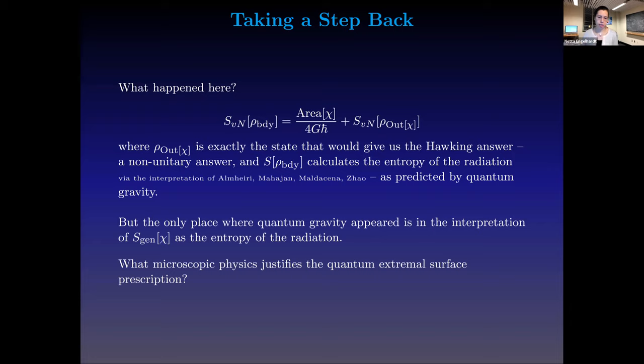Now, the only place that quantum gravity appeared is in the interpretation of this generalized entropy here, this thing, as the entropy of the radiation. And so the immediate question that we're going to ask, seeing that we can reproduce the unitary answer using semi-classical physics, is what microscopic physics justifies the quantum extremal surface prescription? Right now, this is just kind of an automaton that gives us the right answer when we feed it something, but we want to understand why. That was the whole point of this exercise, to understand the gravitational mechanism that gives rise to unitarity.